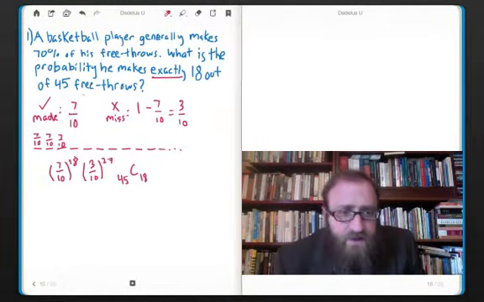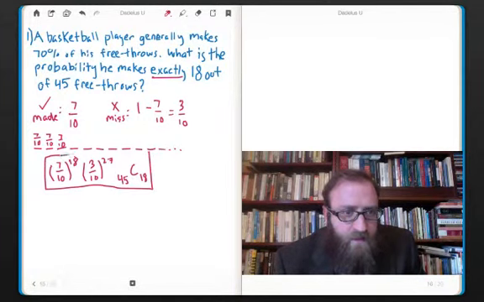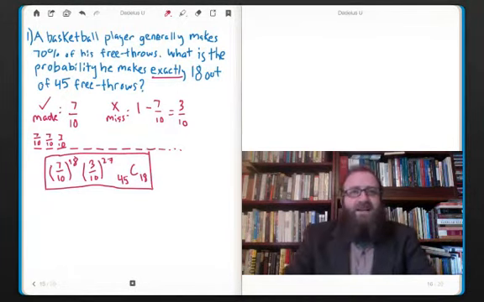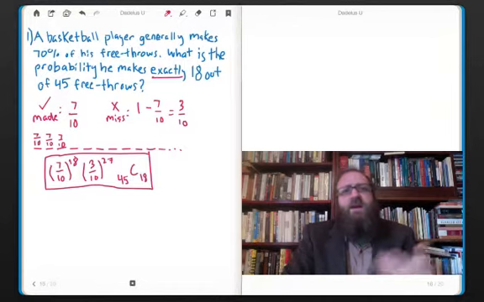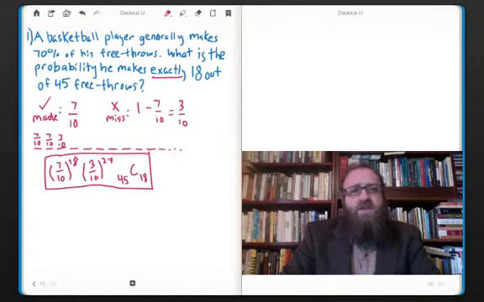And that's the answer. So the probability that the basketball player makes exactly 18 out of 45 free throws is this. And you can plug this into your calculator. Briefly, you'll notice it's a very small number. It comes out to about 0.002%, which is quite slim. Wow, less than 1% chance that he makes 18 out of 45. And that's because statistically he's supposed to make 70%. 70% of 45 free throws is 31.5. So he should make about 31 or 32.